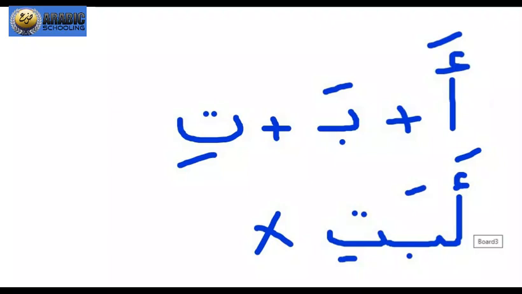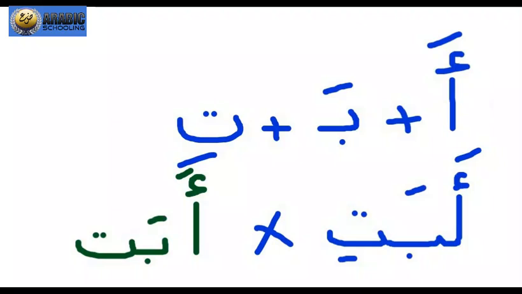yes, the alif. Alif doesn't connect on the left side. Alif needs space. So the correct one is a, then leave space, then write ba, then write the ta. That's abati. Same abati like here. But the mistake was there because we connected the alif with the ba. Alif doesn't connect at all on the left side.